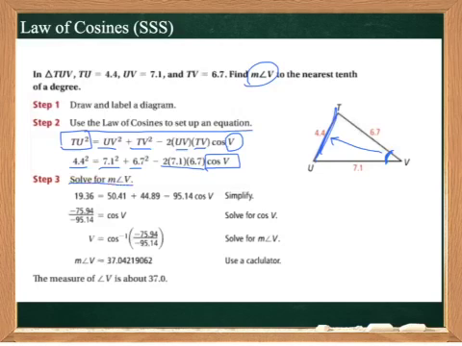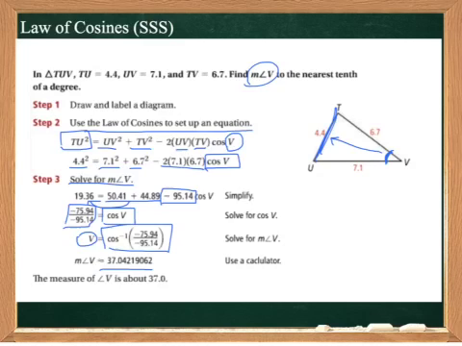So we're solving for the measure of angle V, which means we're going to combine these like terms and subtract them to the other side, and then we're going to divide both sides by negative 95.14. So we get cosine of V equals this. We're going to take the inverse cosine of both sides so that we get V by itself, and when we plug all of this into the calculator, we get that the measure of angle V is approximately this number. It asks to the nearest tenth, so we round it and get 37.0 degrees.